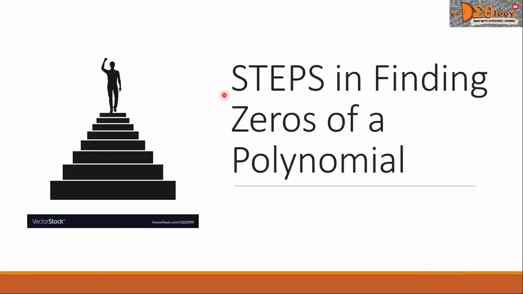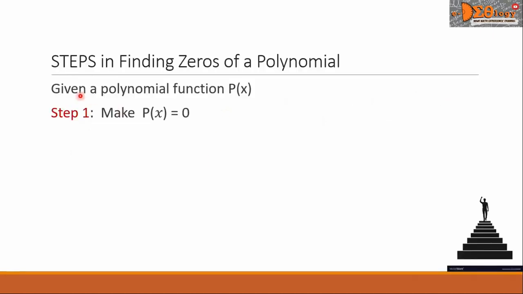Here are the steps in finding zeros of a polynomial. Given a polynomial function p of x, step 1 is make p of x equals 0. Step 2, solve for x.